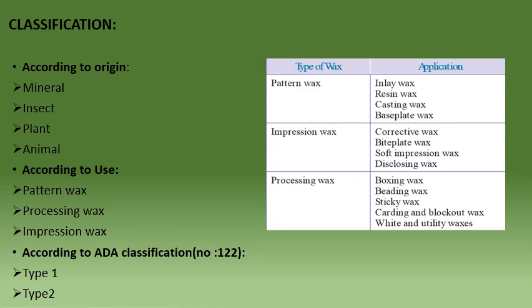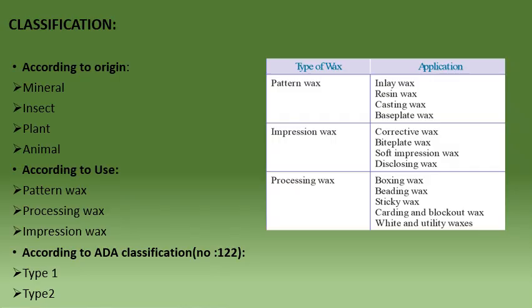So talking about classification, there are different types, like according to origin, which I told initially, and according to use: pattern wax, impression wax, and processing wax. A pattern wax is used to record shapes and molds. For impression, you can use this wax for bite registration. And a processing wax has an auxiliary purpose, like boxing and beading. It's a very important classification.